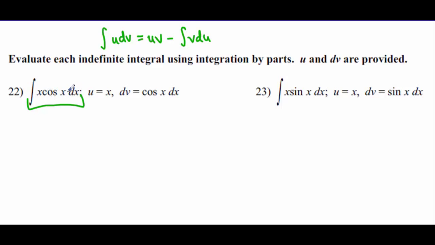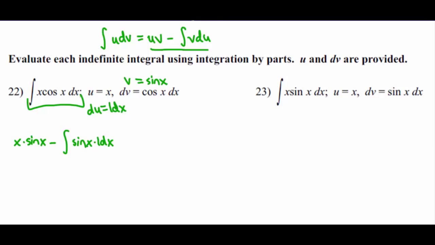So once you've figured out which part of this should be u and which part should be dv, we need to figure out what du is by taking the derivative, so that's 1, and what v is by taking the integral. The integral of cosine is positive sine. You don't need to put the plus c here. We're going to save the plus c to the very end. Now we're going to fill in this side of our formula. So u is x, v is sine x, minus integral of v du.